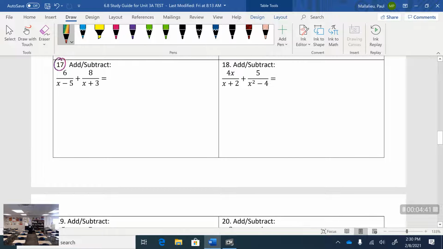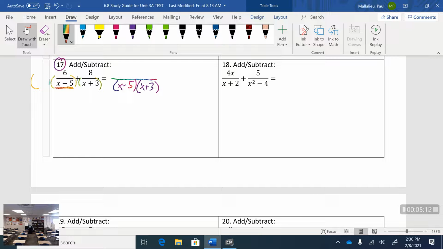All right, 17, we have an add or subtract problem where we do not have the same common denominator, so we have to find it. Anytime you have the terms right next to each other, you're going to say, okay, well, I know I need an x minus 5 and an x plus 3 for my least common denominator. So that's going to be the bottom portion in the end here. So what that means is we have to make this first one look like that, look like the x minus 5, x plus 3.